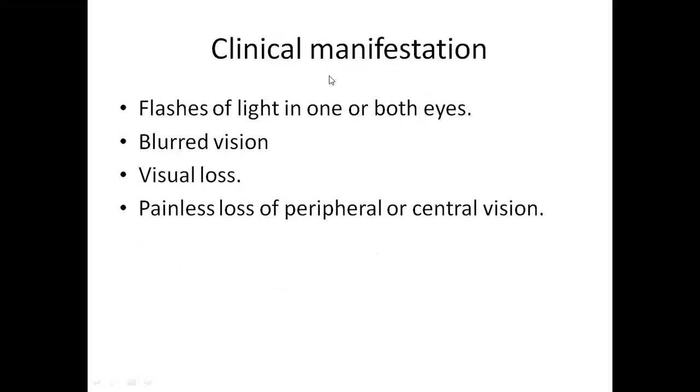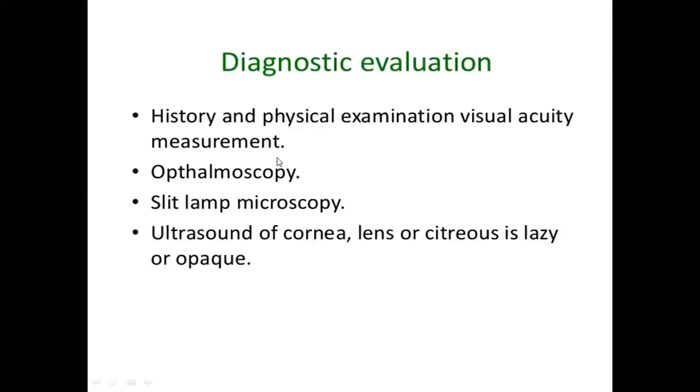Clinical manifestation. What are the symptoms? Flashes of light in one or both eyes, blurred vision, visual loss, painless loss of peripheral or the central vision. So these are the symptoms. मैंने आपको बताया कैसे पेरिफेरल लॉस हो जाता है, कैसे सेंट्रल लॉस होता है. कंप्लीट लॉस, विजुअल लॉस भी हो सकता है, और ब्लर्ड यानी धुंधला विजन हो सकता है, और फ्लैशेस ऑफ लाइट फील होंगे पेशेंट को. So these are the symptoms.